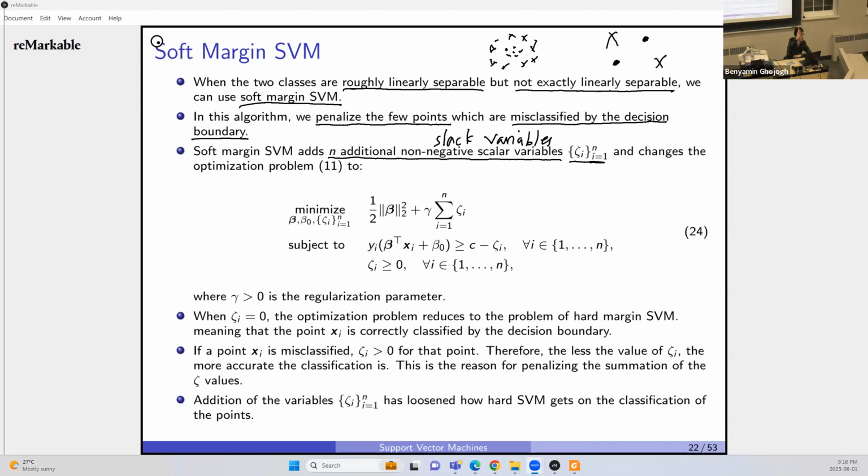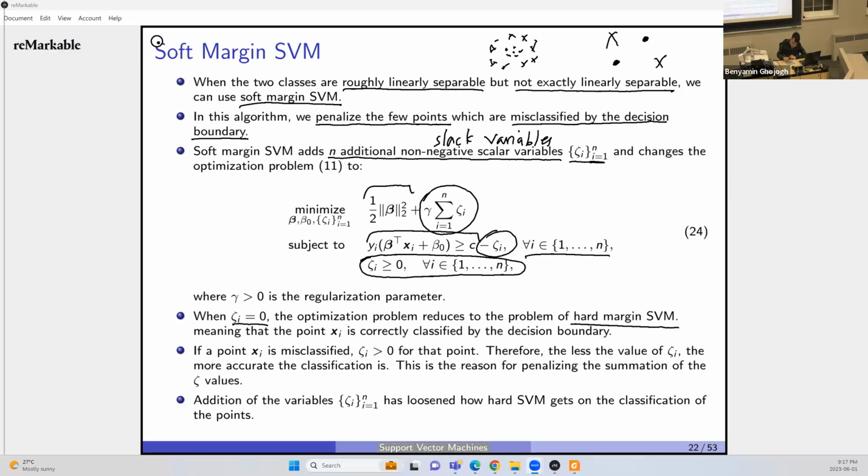Do you remember the primal optimization problem of hard margin SVM? We had only this and this. Now we are adding this term, and also this minus zeta i. I'm adding gamma times the sum over i from 1 to n of zeta i. Here I have minus zeta i. Also, all zeta i's, for i from 1 to n, must be non-negative. When zeta i is equal to 0, the optimization problem reduces to the problem of hard margin SVM. Set zeta i to 0 and you'll see it becomes hard margin SVM.